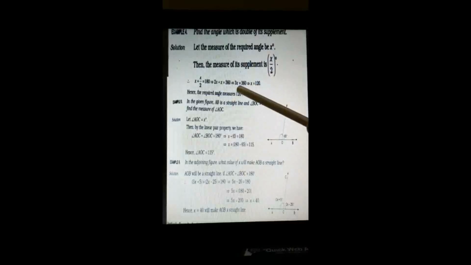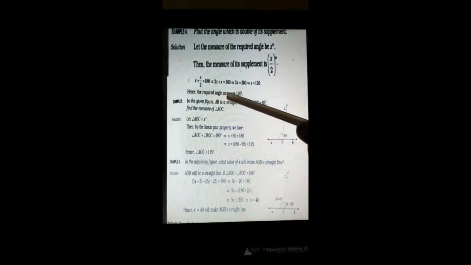And see, if we have to find the supplement, then we would divide this by 2. So that would be equal to 120 divided by 2 is equal to 60 degree. But here we have to find only the required angle, that is 120 degrees.